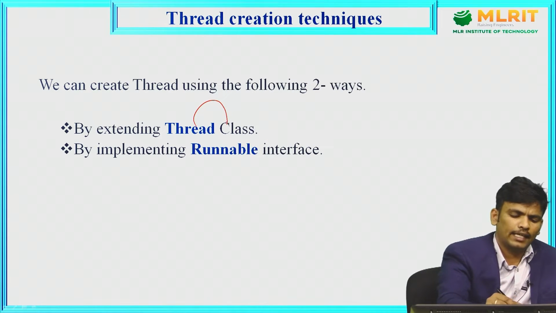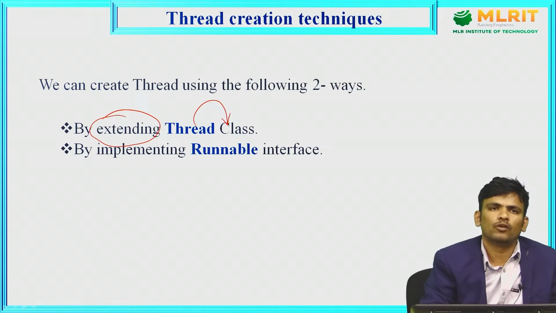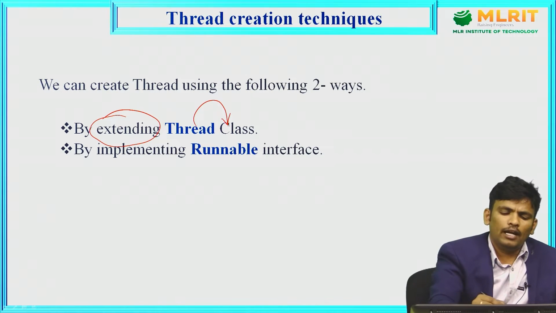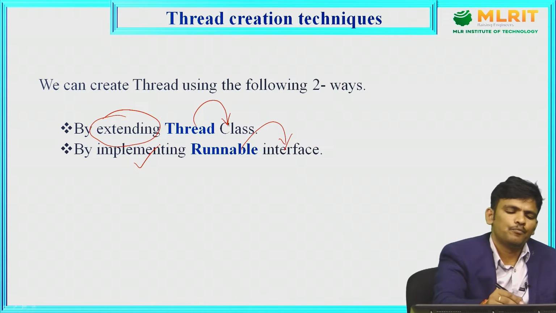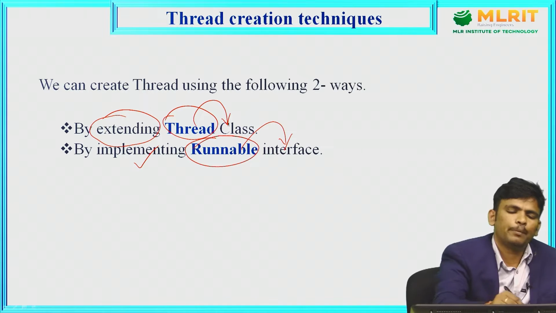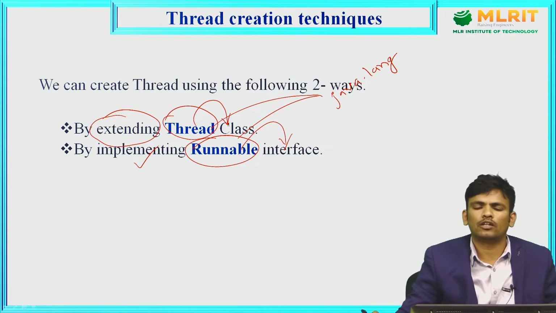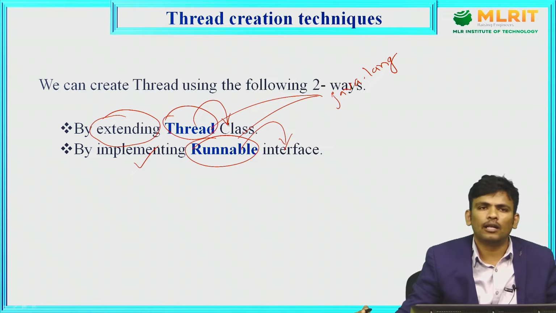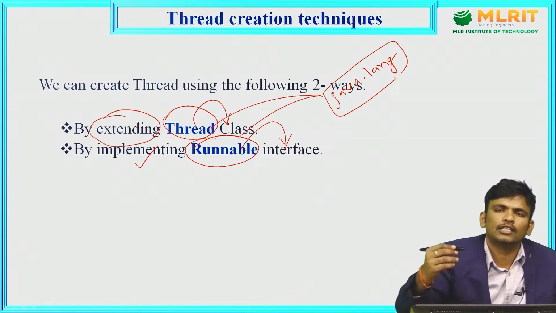Thread is a class, so that's why we use the extends keyword. Runnable is an interface, so that's why we implement it. Thread is a predefined class and Runnable is a predefined interface, and both are defined in the java.lang package. As we know, java.lang is a default package, so we don't need to import it. If you want to work with Thread and Runnable, we don't need to import any package, because these are defined inside the java.lang package.